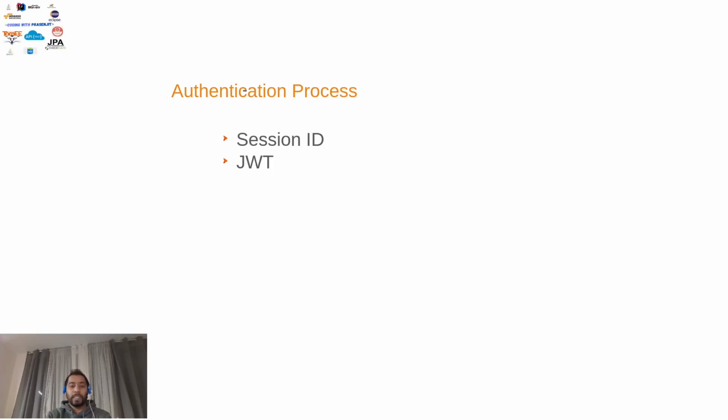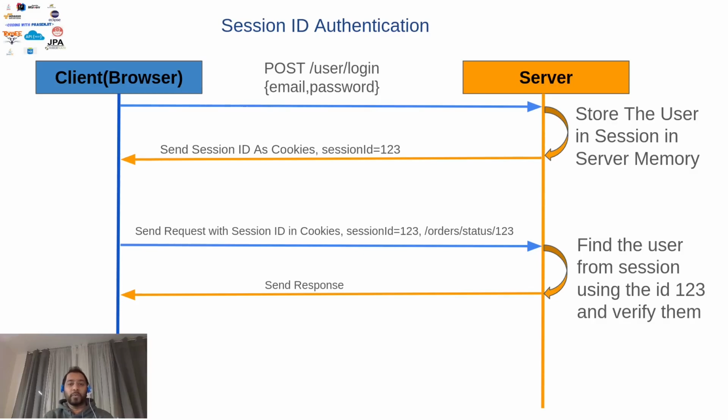Now let me explain what session ID authentication is. You can see in this diagram the client, which is the browser, and there is a server. Let's say one user is trying to log into his account. The user will provide a username and password, and then it will be sent to the server. So what will the server do? The server will validate the user, create a session for that user, store the session in server memory, and then pass the session ID as a cookie to the browser.